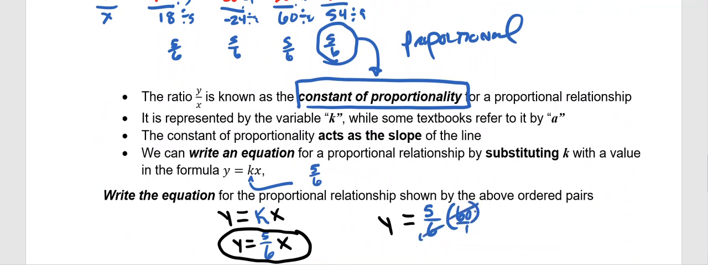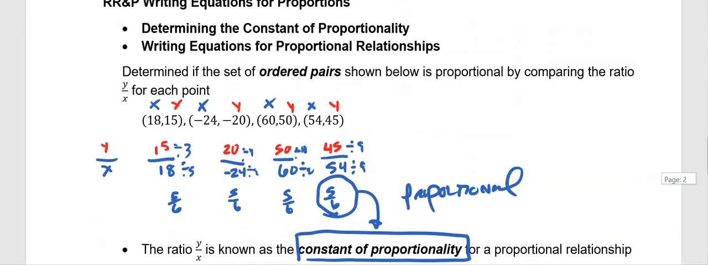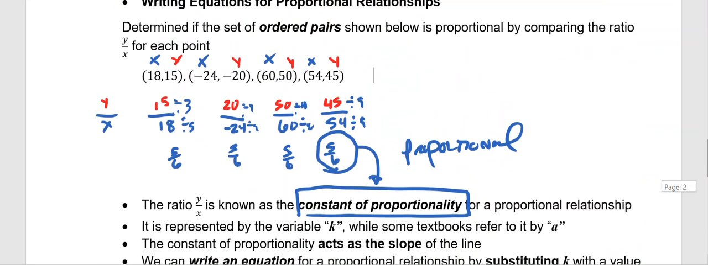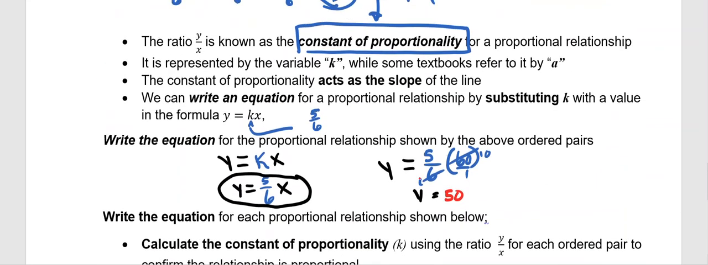And you notice when I cross cancel, I get a y value of 50 here, which proves that indeed that's the equation, because when the ordered pair up above said when x is 60, y is 50. So if I want to know other points that aren't part of the set of data, I could just substitute any value in for x, multiply it by 5/6, and get the y coordinate that goes along with it.